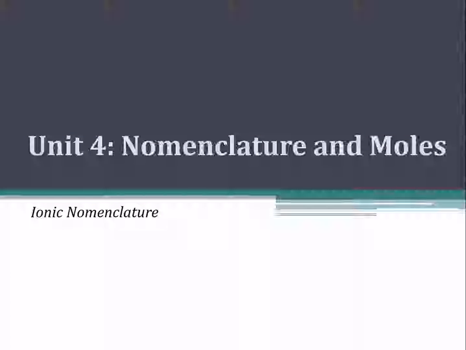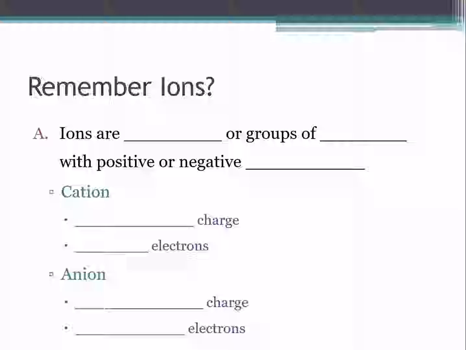In this video, we are going to talk about ionic nomenclature, or put another way, how to name things that are made of ions. So before we can name things that are made of ions, we first have to remember what ions are. So remember that ions are atoms, or groups of atoms, with positive or negative charge. And again, that charge comes from either gaining or losing electrons.